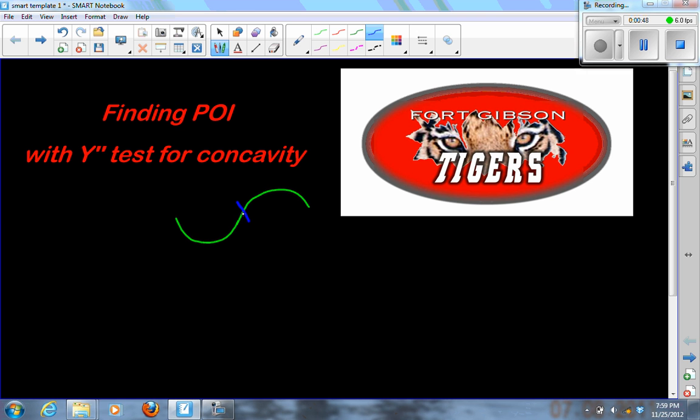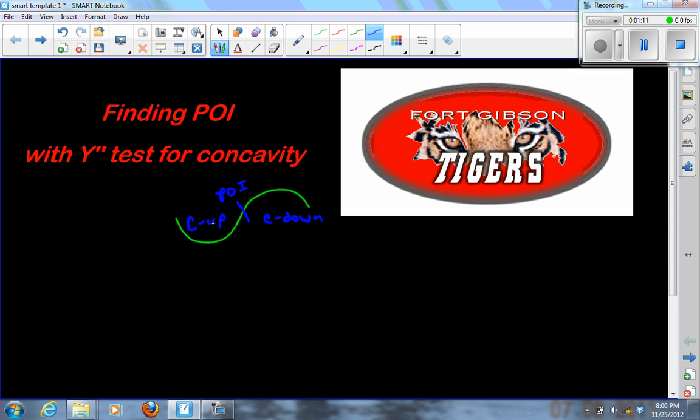At the spot where this function's not concave up, and the function's not concave down either. It's just called a point of inflection. So right here in the middle, that's a point of inflection. That's what POI stands for. Okay, and right here, this is concave up, and this is concave down.